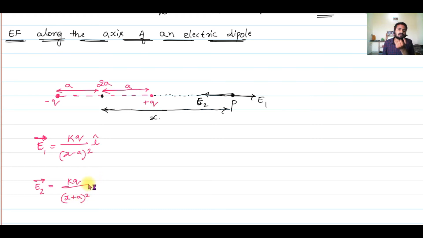And what is the direction? Direction is along negative x axis, right? At this point P, the electrical field E2 is along negative x direction. So can I just multiply that with minus i cap then? Because minus i cap indicates what? i cap indicates the direction of x axis. So if I just write plus i cap, it means positive x direction. Minus i cap means negative x direction.